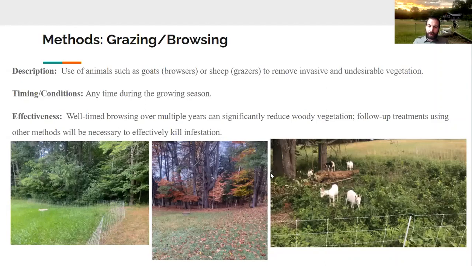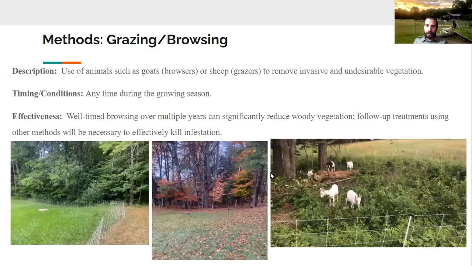I'm going to be talking primarily today about grazing and browsing with ruminant species. So just to get us started, goats browse, which is to say they eat primarily woody species, broadleaf trees and things, and sheep are grazers, which means they primarily eat grasses and herbaceous plants.